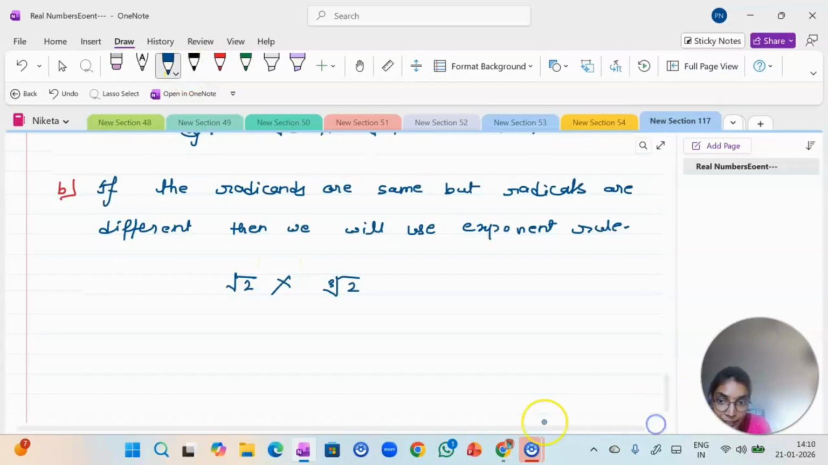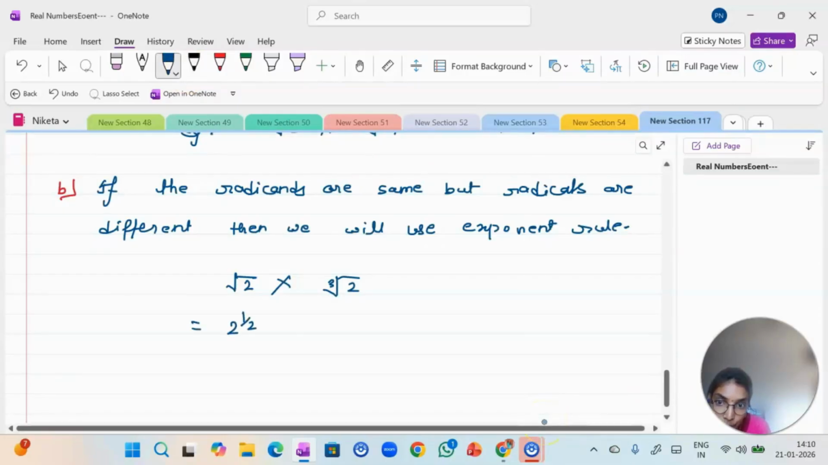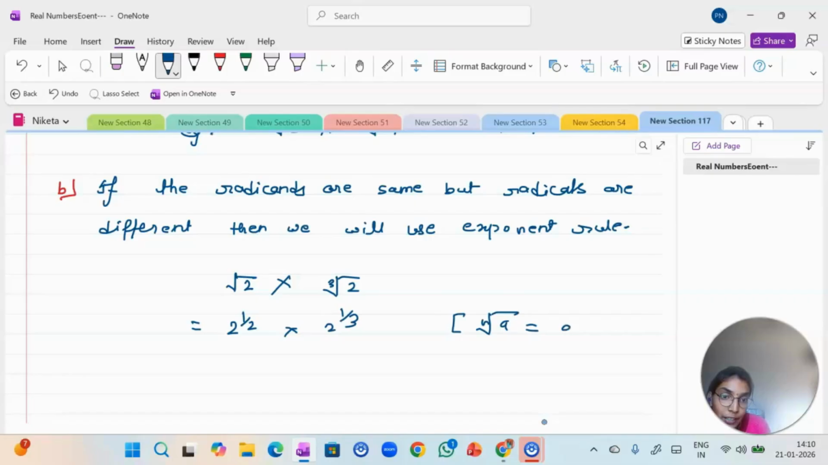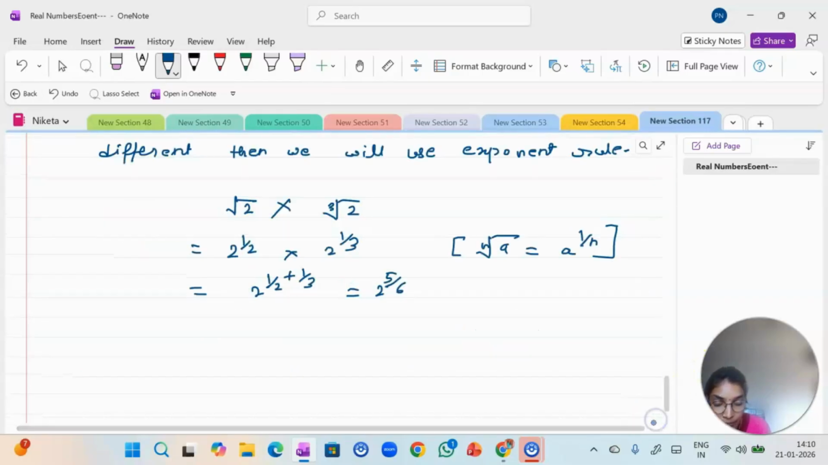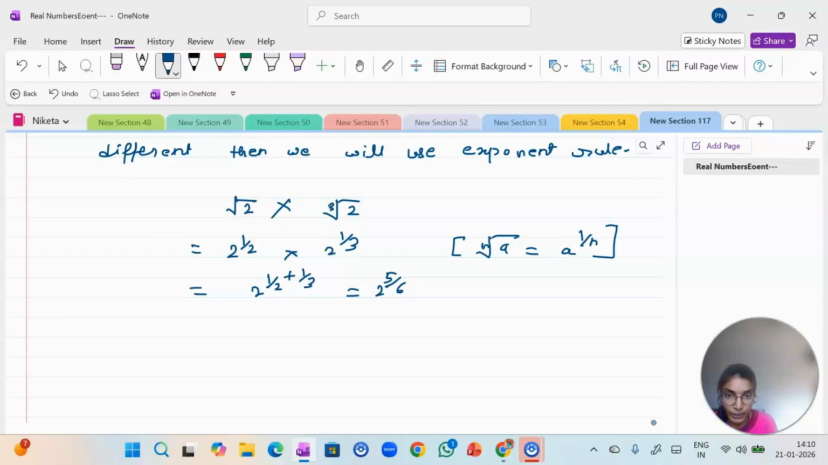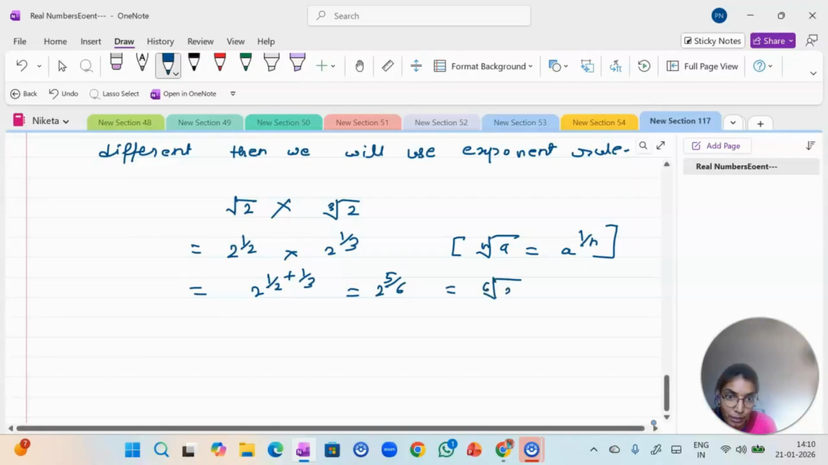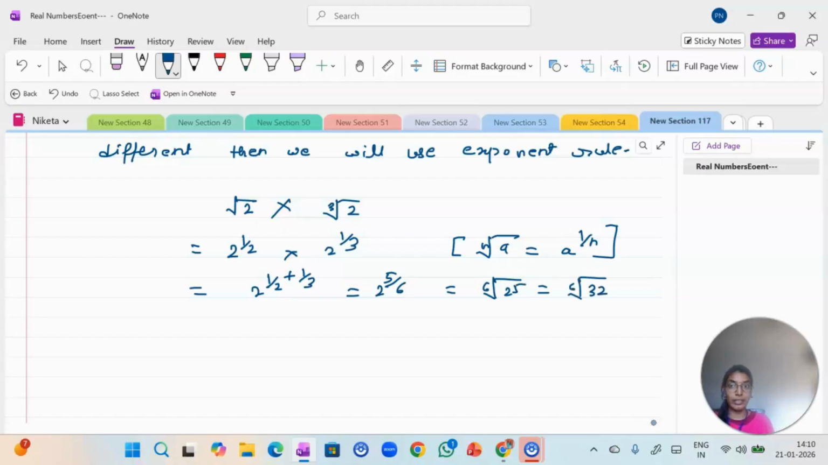Can we write this root 2 as 2 to the power 1 over 2 and this cube root as 2 to the power 1 over 3? Because if the nth root of a is given, you can write it as a to the power 1 over n. So from here, the bases are the same, so we can add the powers. When you add 1/2 and 1/3, you will get 2 to the power 5 over 6. Or you can write it as the 6th root of 2 to the power 5, or the 6th root of 32. I hope you have no doubt till here.